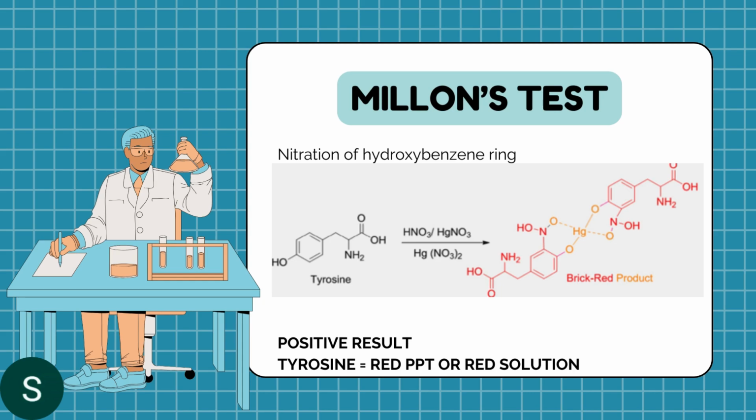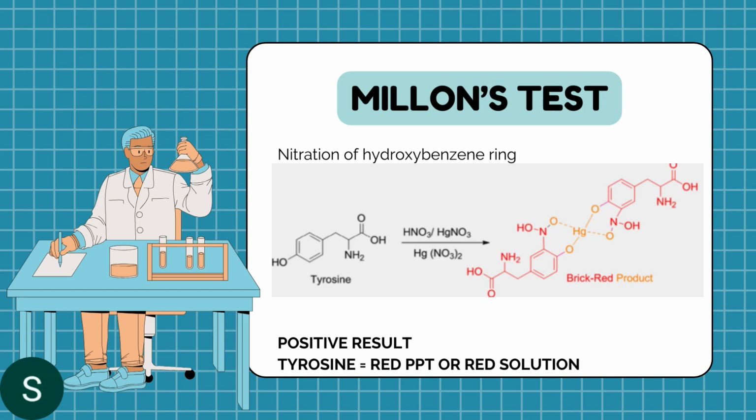So, what happens in this chemical reaction? You have to remember tyrosine has a hydroxybenzene ring. That is called an activated benzene ring. What does that mean? It can freely react with your nitric acid. It means it reacts easily. Okay? It becomes nitrated tyrosine and that would give off a yellow color. So if it is yellow, why is the positive result a red precipitate or red solution?